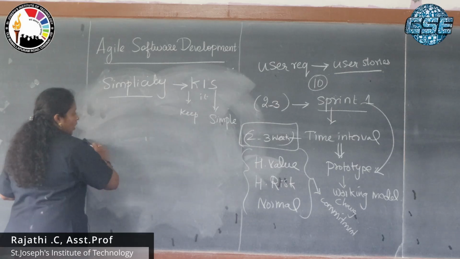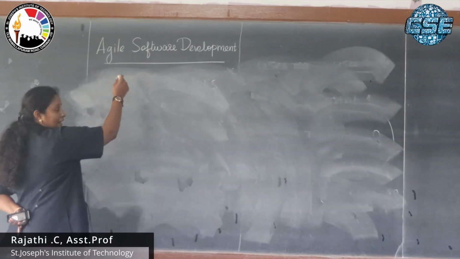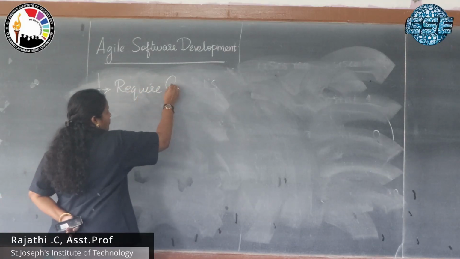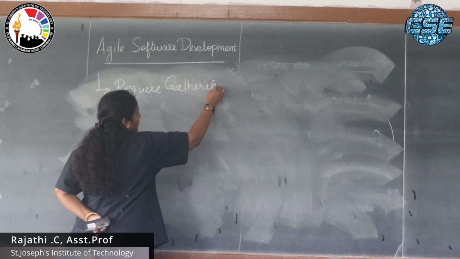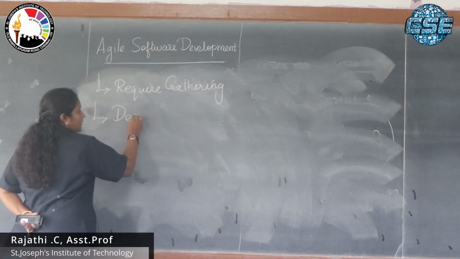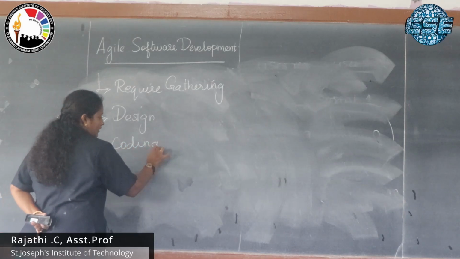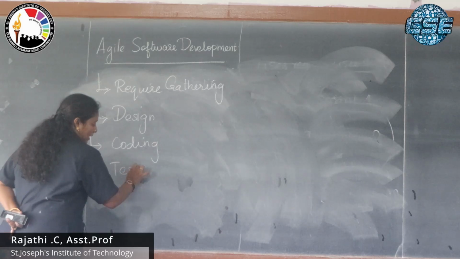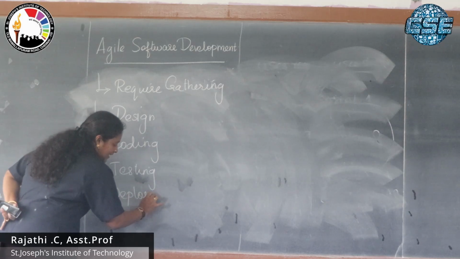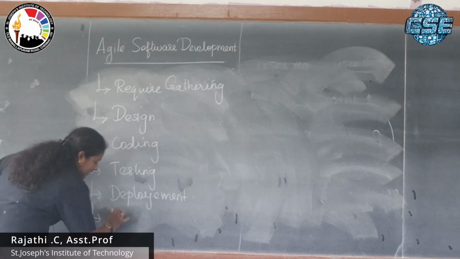Then, if we want to work on the Agile software methodology, what are the components involved in it? The components involved in Agile software development: first one is requirement gathering, where we gather requirements from a user. Second one is designing the requirement. Third one is coding the requirement. Fourth one is testing the requirement. And fifth one is deployment. Whatever product we have developed has to be deployed to the market. And the final one is feedback.